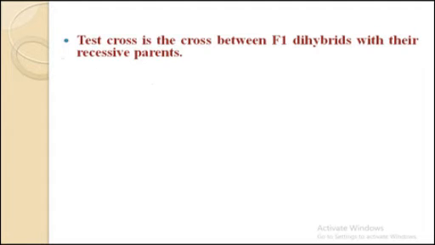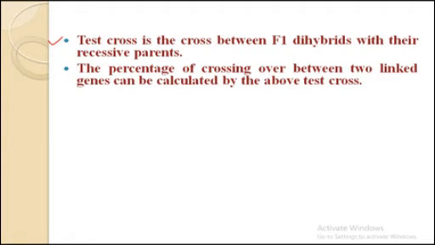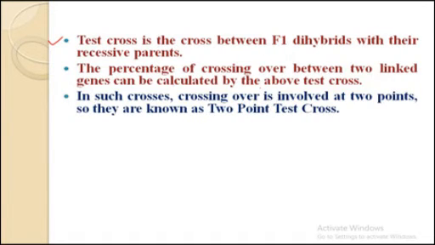So test cross we know very well. Test cross is the cross between F1 dihybrids with their recessive parents. We have seen in Mendelism what is test cross. The percentage of crossing over between two linked genes can be calculated by this test cross, whether on a chromosome or on different chromosomes. In such crosses, crossing over is involved at 2 points, so they are known as two-point test cross.